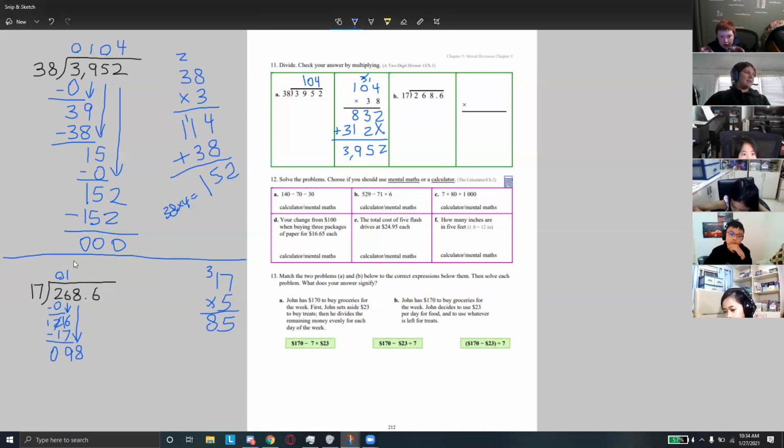Okay, so 17 goes into 98 5 times. 17 times 5 is 85. 8 minus 5 will be 3. 9 minus 8 will be 1. Drop the 6.